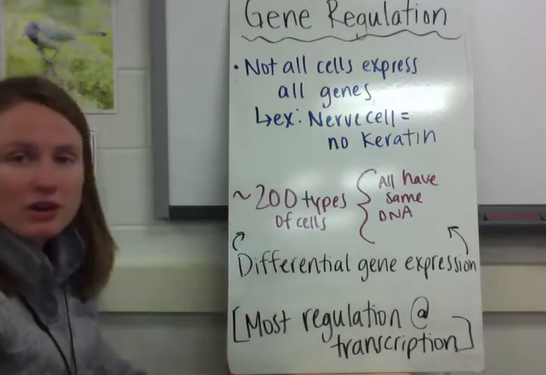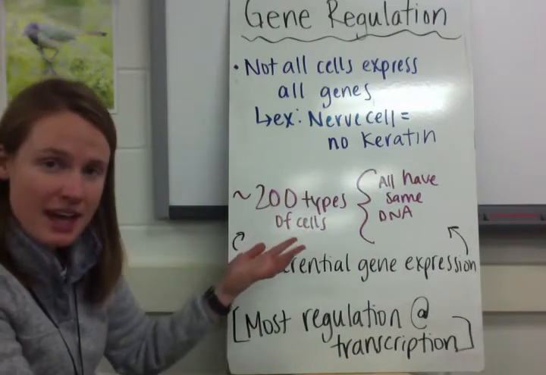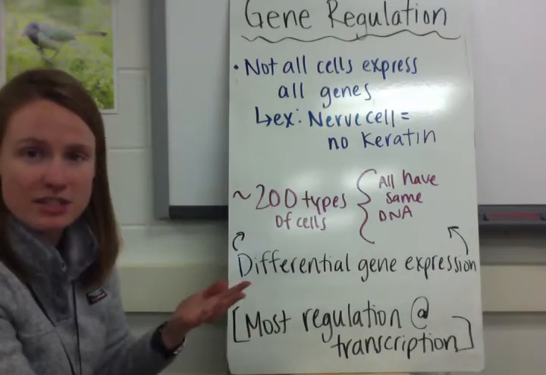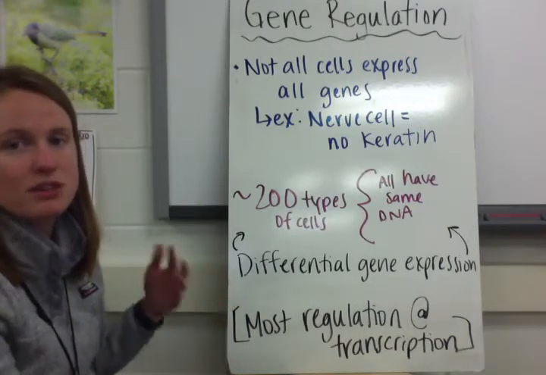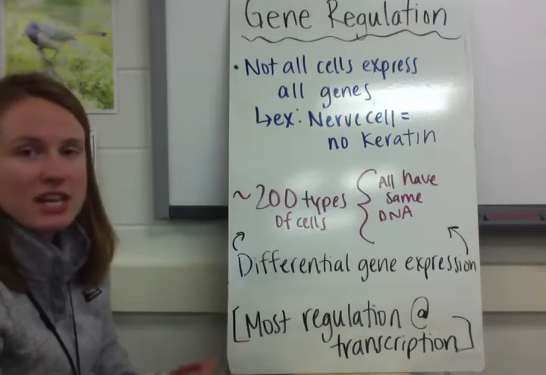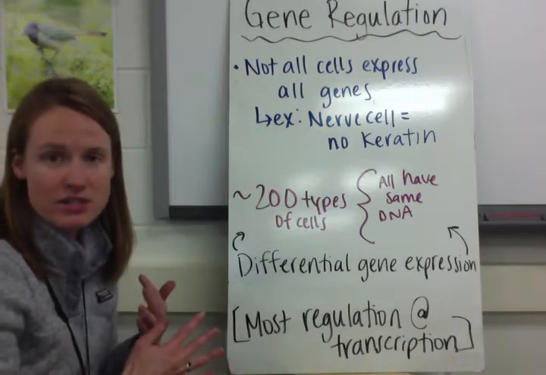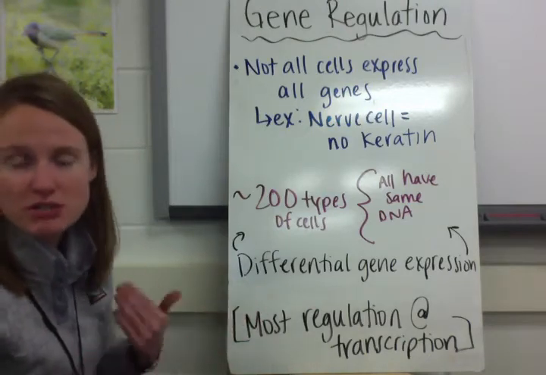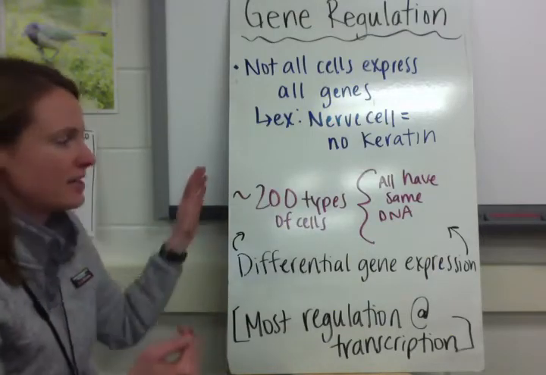We have about 200 types of cells in our body, and like I said, they all have the same DNA. The reason that the cells can be different is because of differential gene expression. So different genes are expressed in different cells. Most regulation happens at or before transcription, so it either prevents transcription or speeds up transcription or in some way influences that step in the process.